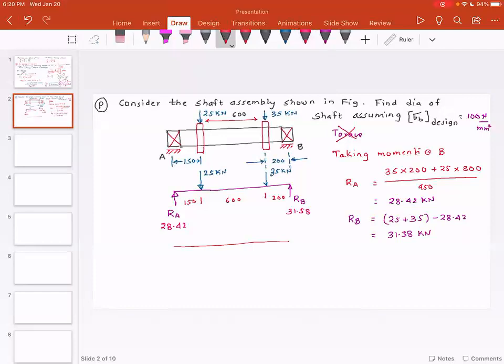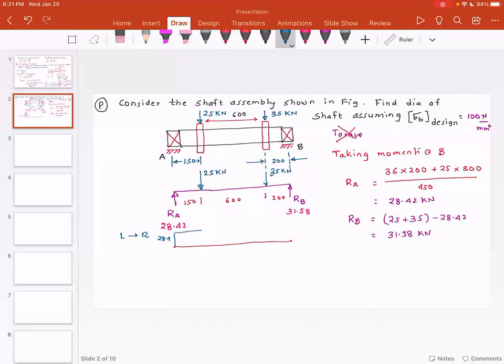For this problem, I just want to show you the technique that I use to draw the shear force diagram. You will go from left to right, and always remember this. Go from left to right and then follow the arrows. So for an example, you have an arrow. This arrow is 28.4. So 28.4. Then continue straight, straight, straight.